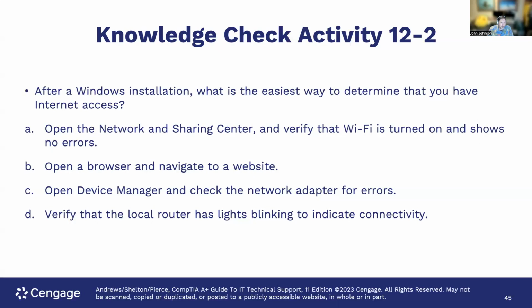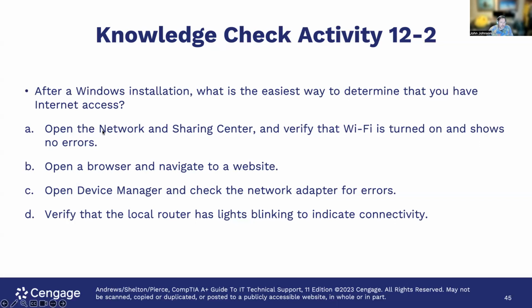You can open up Device Manager and check the network adapter for errors. Sure, that will tell you if it's got errors, but it won't tell you anything else. If you don't have a cable, you can't get to the internet, can you? So then you've got to verify that the local router has lights blinking to indicate connectivity. Again, that does tell you if you have connectivity. It doesn't mean necessarily that you're able to get anywhere or do anything that you need to. So yeah, that gives you a little bit of information, but not everything you need.